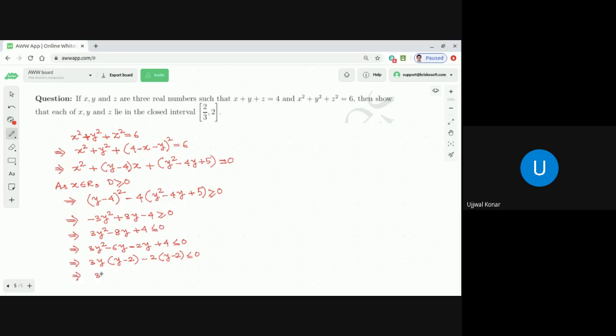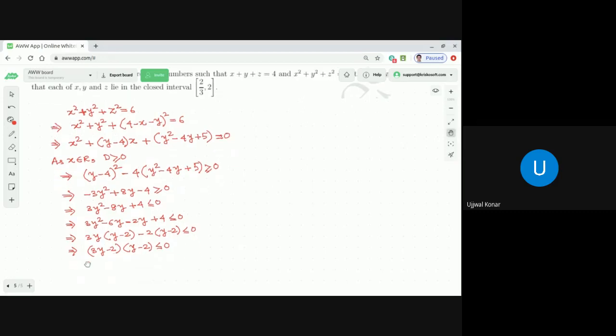So this implies (3y minus 2) into (y minus 2) is less than or equal to 0. So what we can do, dear students, it is better to take 3 common. So then we can write, (y minus 2 by 3) into (y minus 2) is less than or equal to 0, because 3 is positive. If you divide both sides of the inequality by 3, the inequality remains the same. So we get (y minus 2 by 3) into (y minus 2) less than or equal to 0.